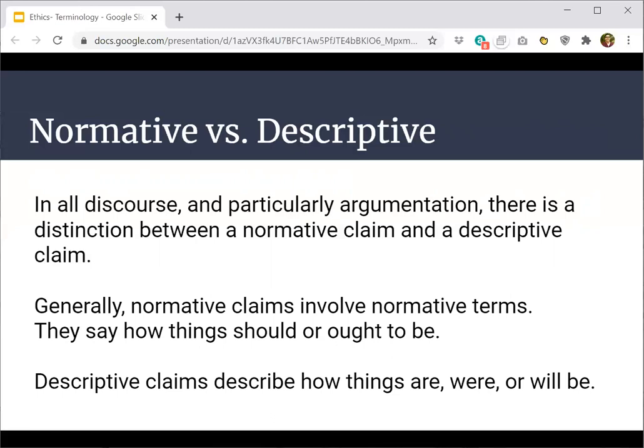Descriptive claims, on the other hand, describe how things are, will be, or were. They don't say how something should be. They say, well, this is just how it is. Descriptive claims lack normative import. They don't prescribe or lay claim to how something should be, or say that something should be different.